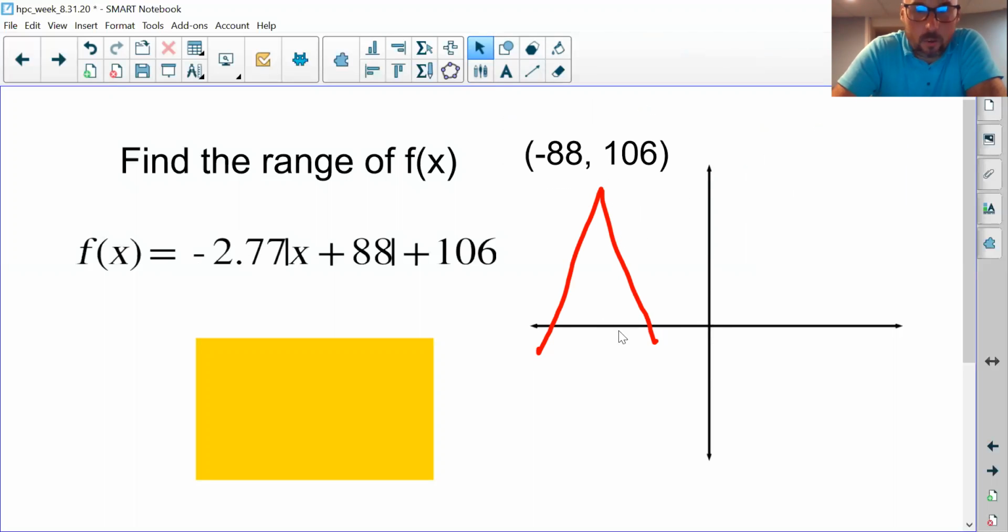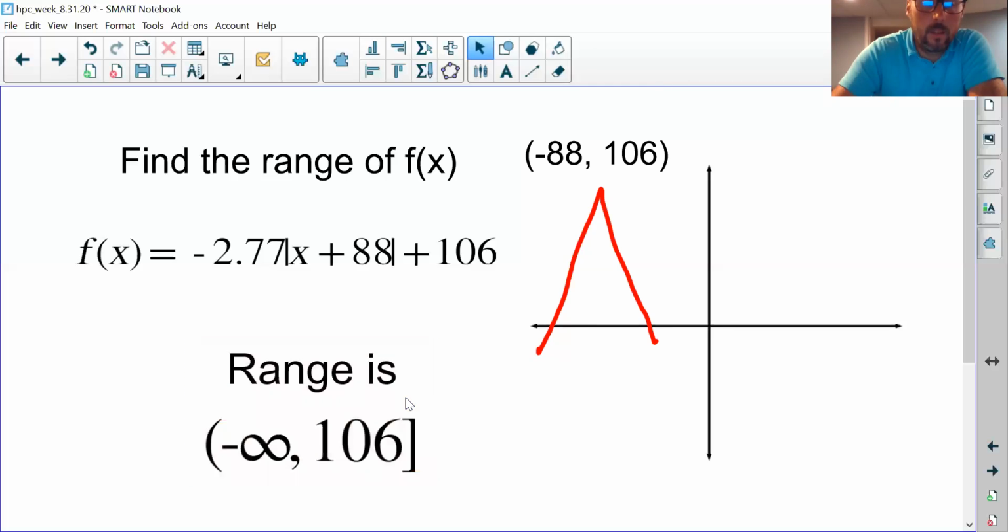And if you could sketch a graph, this is totally legal to sketch something to help you, then you should be home free. What's the range of this function? Clearly, everything less than or equal to 106. So from negative infinity to 106, including 106.